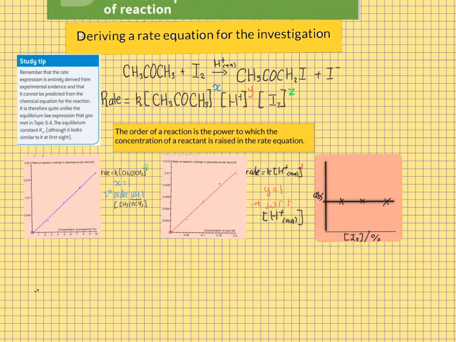When the experiment was repeated with changing the concentration of iodine, there was absolutely no effect on the rate, and therefore we can describe the order with respect to the concentration of iodine as 0. We found that the rate was equal to the concentration of iodine to the power 0, and therefore we can say that z equals 0, and therefore we can now say that the reaction is zero order with respect to the concentration of iodine.